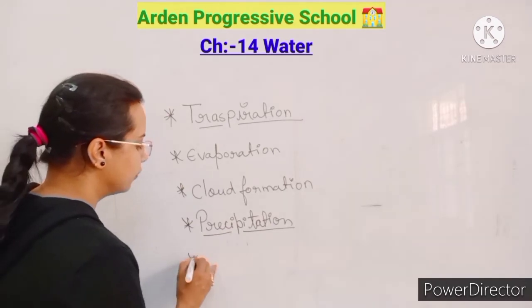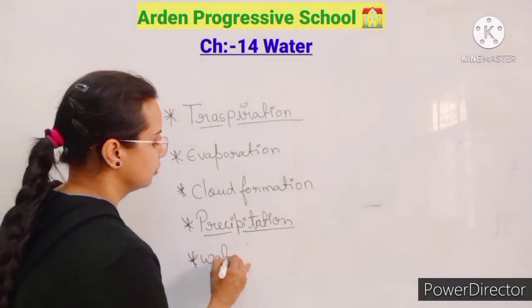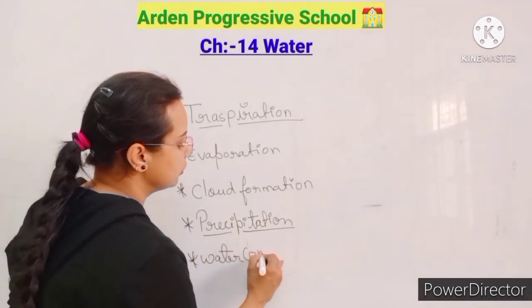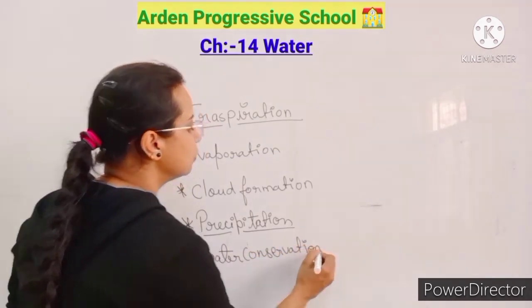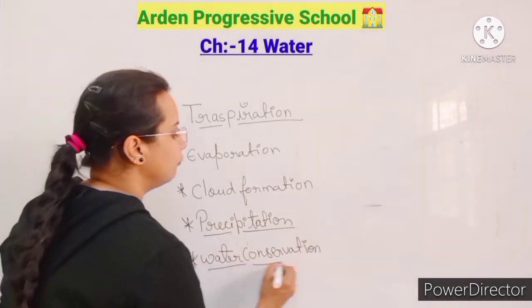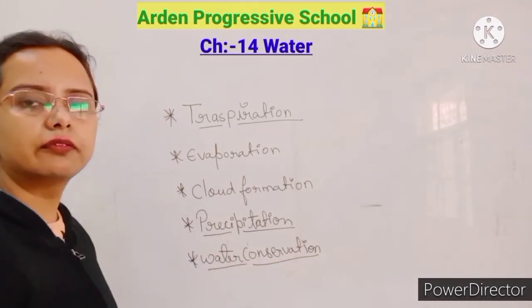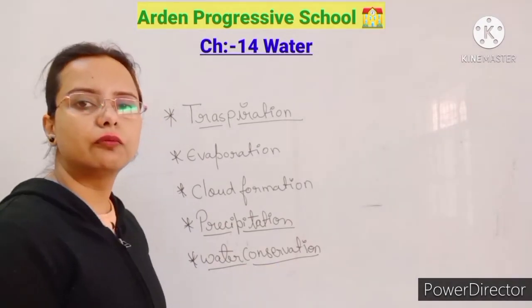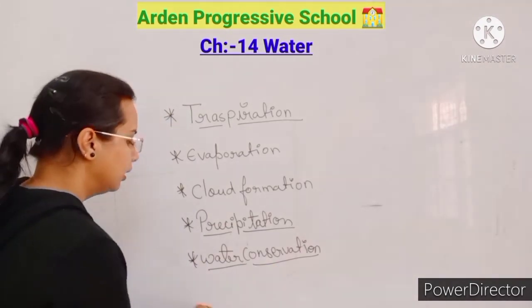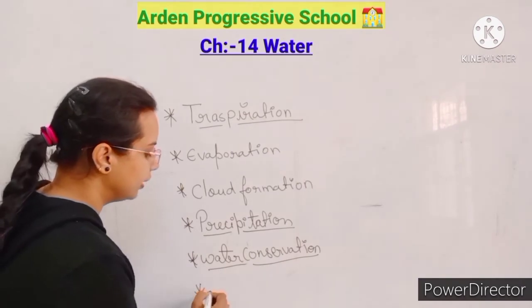Next is water conservation. What is water conservation? To conserve water, to avoid the wastage of water, or to store it, is known as conservation of water. Okay. Now the next one is rainwater harvesting.